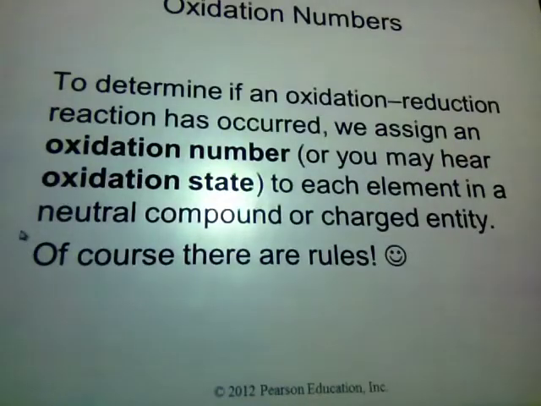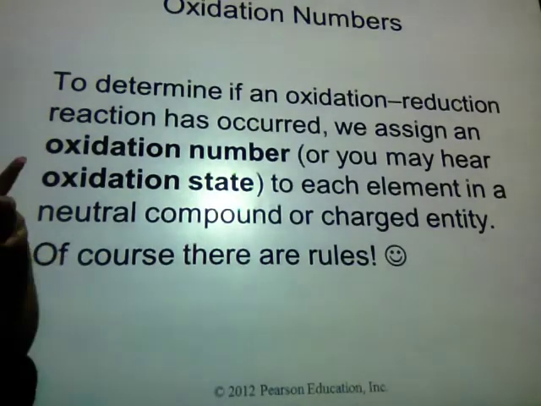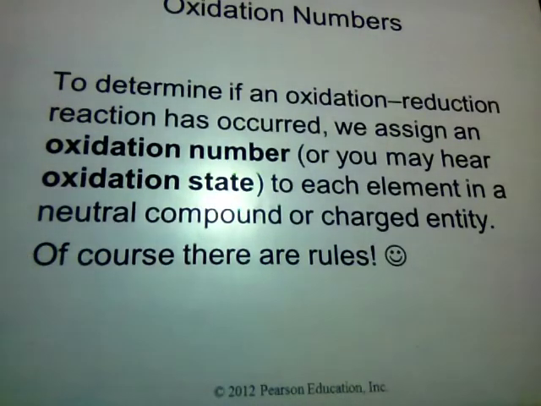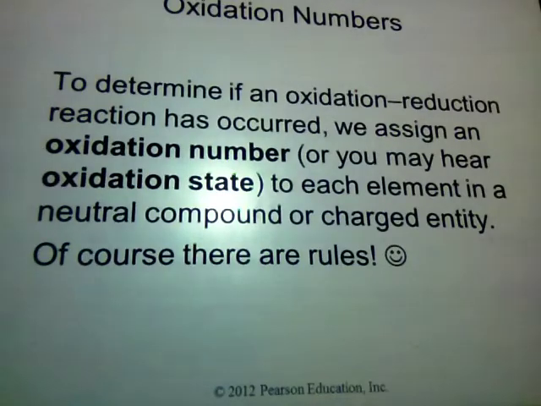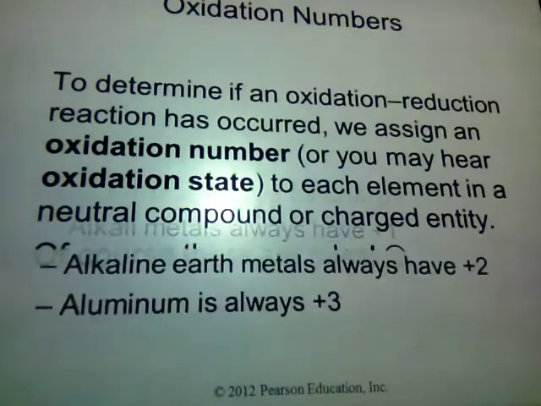So let's talk about oxidation number then. To determine if an oxidation reduction reaction has occurred, we assign oxidation numbers, or otherwise called oxidation states. It does not matter which one you use, you'll hear them interchangeably. We assign oxidation numbers or oxidation states to each element in a neutral compound or a charged entity. And of course there are rules for these. You will have to know these rules. Once we use them so many times, it'll be a breeze, you'll just fly through them. So let's talk about the rules.